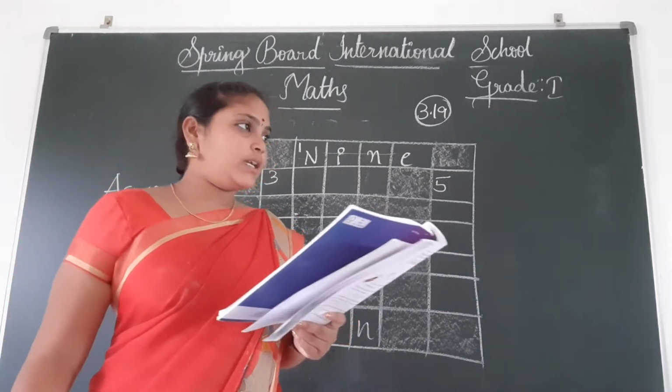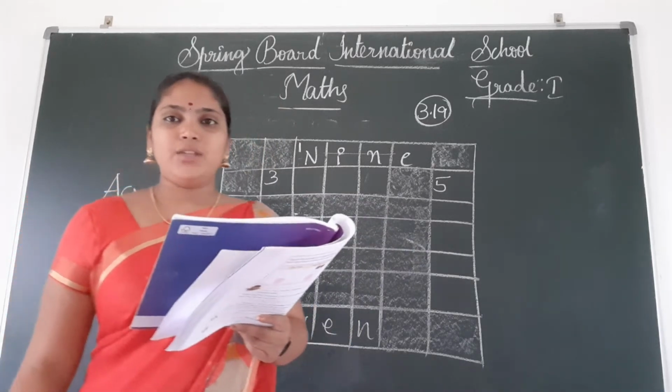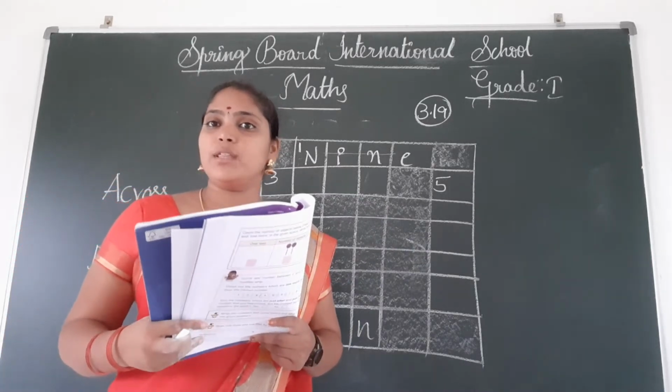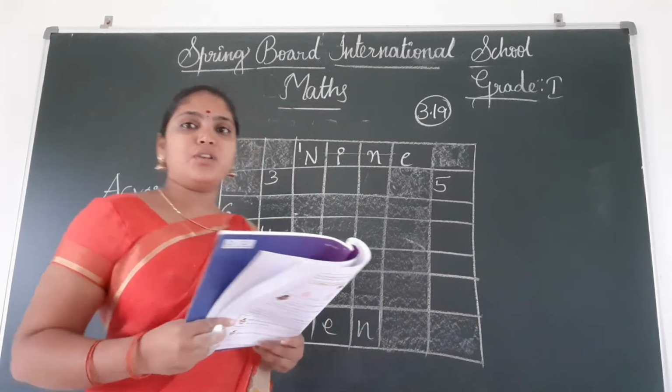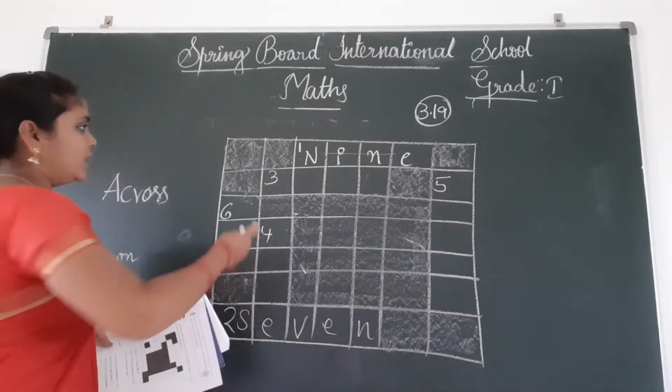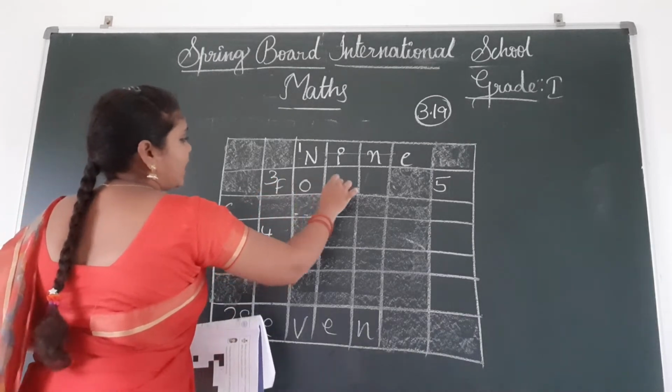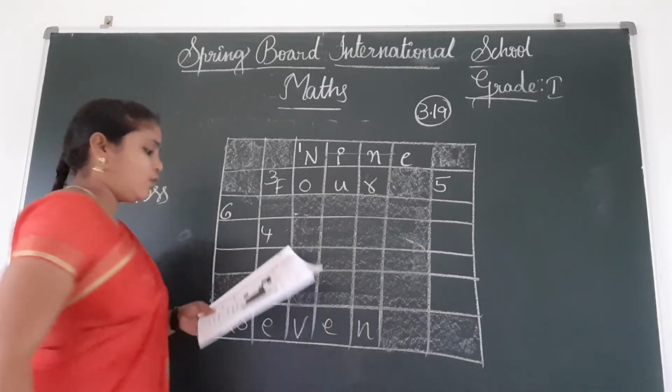Next, what is 1 more than 3? 1 more means after number. Which number comes after 3? 4. So here, in the third question, write 4. Yes, 4.